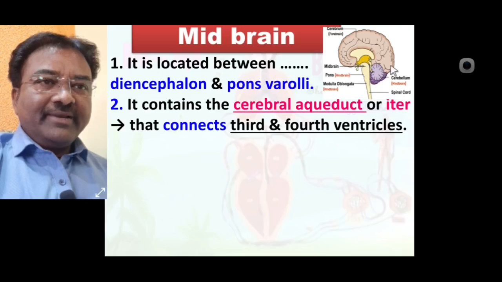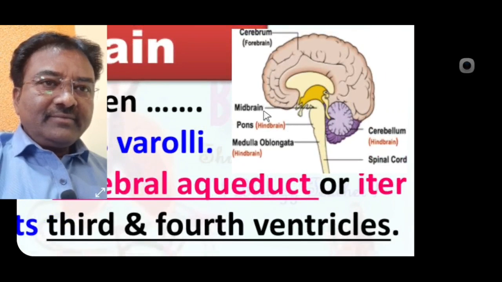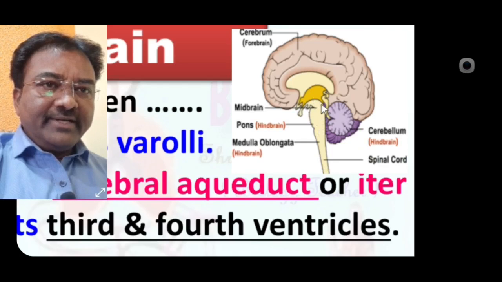Seen here, the midbrain. This part is the cerebrum, no doubt. This part is the hindbrain: pons varoli, cerebellum and medulla oblongata. And this part is the midbrain. It is present in between the diencephalon and pons varoli. So this part is the midbrain.